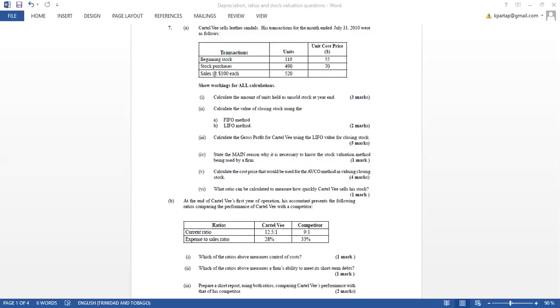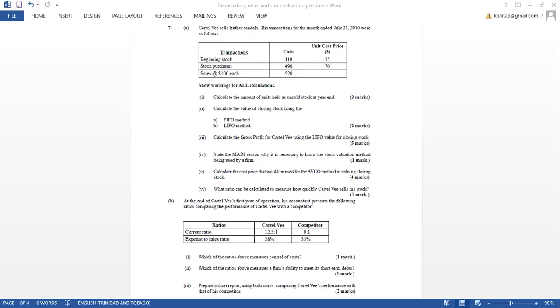80 at $70. Now remember, the question asked you to calculate the value of closing stock. So the correct answer for this is not just 80 by 70, it is 80 units by $70, which is equal to $5,600. So the correct answer is actually 5,600. That is where the mark will be given, right? Because they want the closing stock.